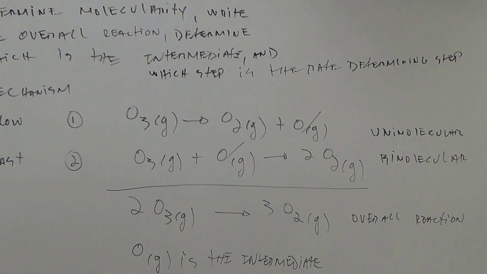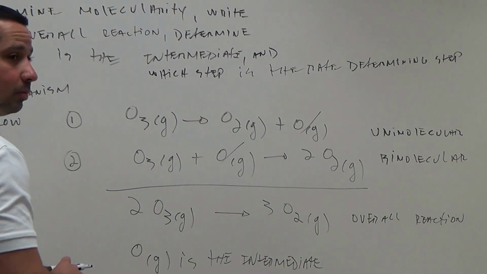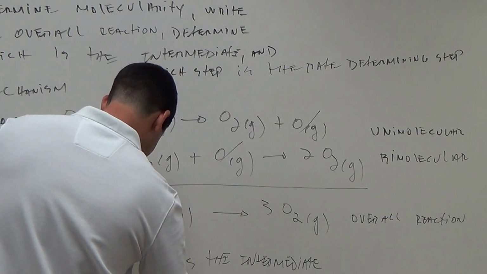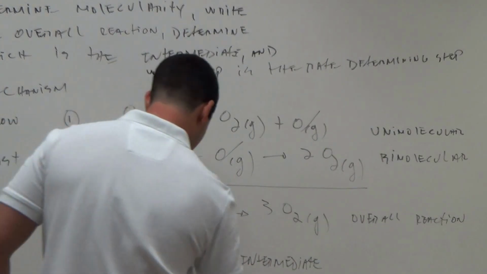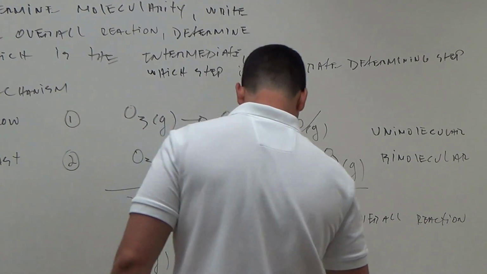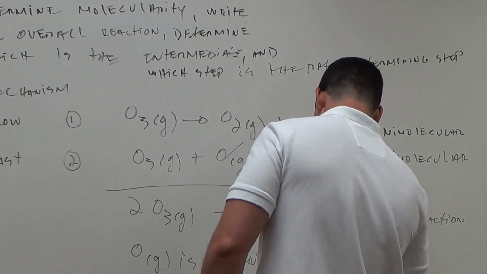Which one is the rate determining step? The first one. Okay. Step one is the rate determining step, because it is the slowest step.